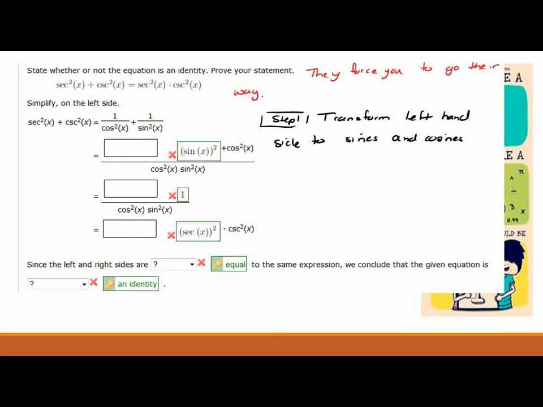Well, step 1, transform the left-hand side of this identity that they have, the secant squared plus cosecant squared. Transform that into sines and cosines.